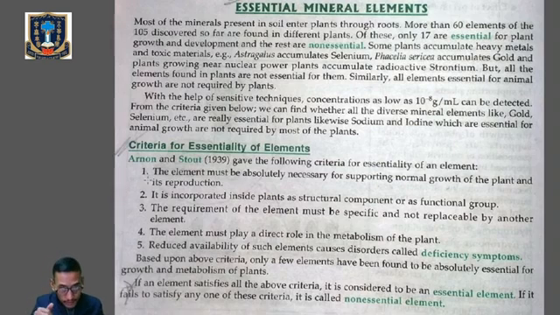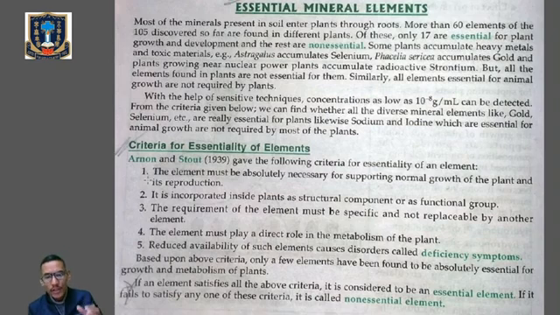The requirement of the element must be specific or particular. Okay, and the function or the specificity of that element should not be replaceable by any other element. The element must play a direct role in the metabolism of the plant. Reduced availability of such elements causes disorders called deficiency symptoms. So when those elements are in lesser amount in the plant, it must cause deficiency symptoms or disease in the plants. These criteria were developed by Arnon and Stout in the year 1939 for an element to fall under the essential category.